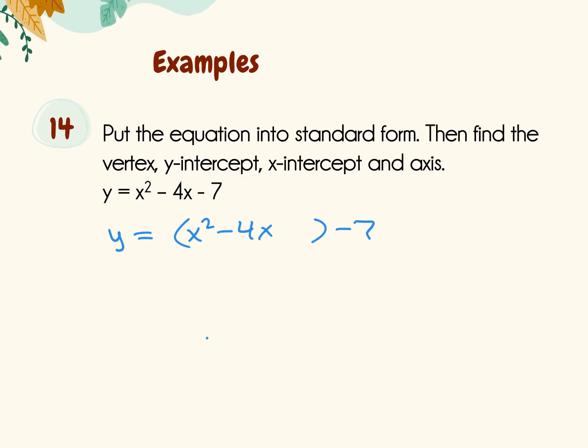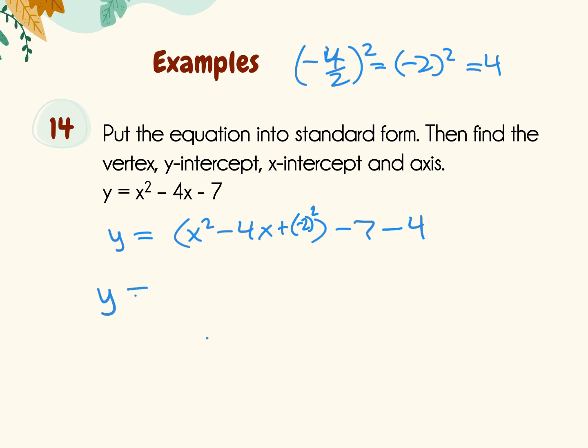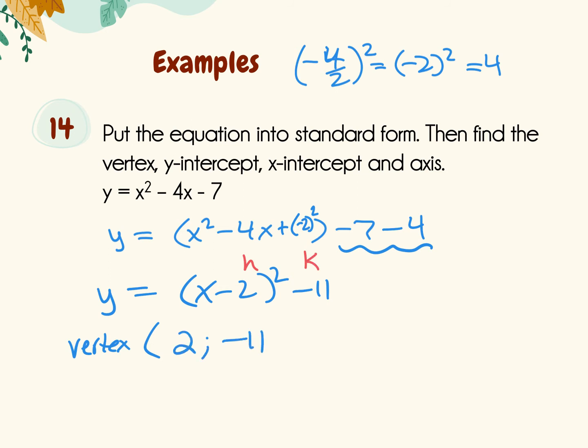Take your b term, divide it by 2, and square it. Negative 2 squared, and I get a 4. So I'm going to be subtracting 4, backwards of what you would think, and then in here I always put the negative 2 squared. I factor it to x minus 2 squared. I add these two, and I get minus 11. My vertex is located, again, this is your h and k. My vertex is positive 2, negative 11.